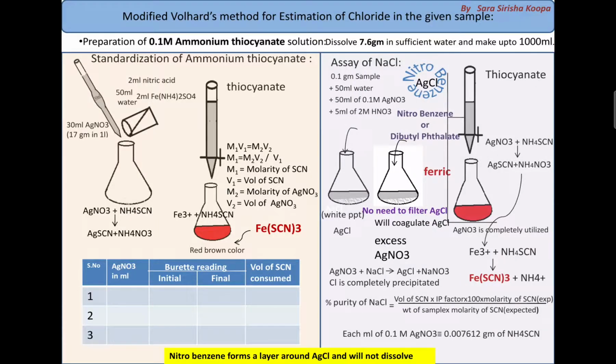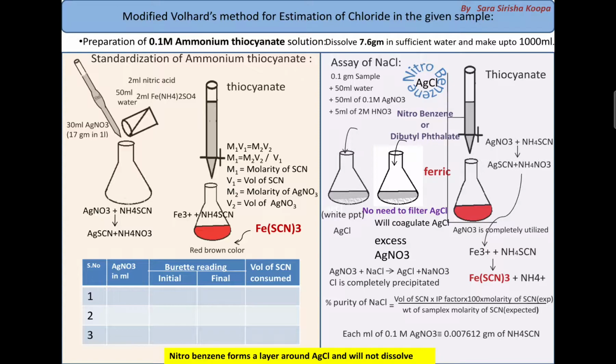Good day to all. Today's topic is modified Volhard's method for the estimation of halides, that is chlorides, present in a given sample. For this we need 0.1 molar ammonium thiocyanate and 0.1 molar silver nitrate, nitric acid, water, ferric ammonium sulfate. We need nitrobenzene. So these are the chemicals required. And the glassware: burette, conical flask, pipette, measuring cylinder, beaker, glass rod, all these are the requirements.